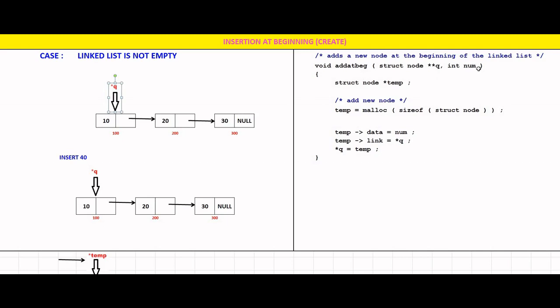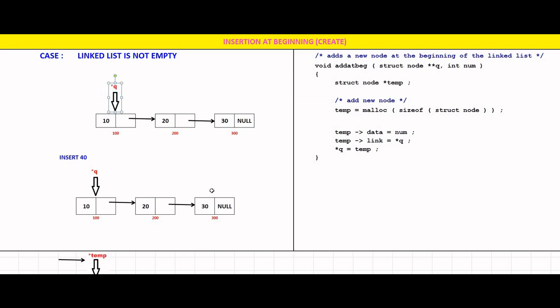Then insert num. In this num variable, we are passing the data value of the node to be inserted. So I give the input insert 40. So I pass the number 40 in the num variable. So now, in the function, the first step is the declaration of the pointer temp.